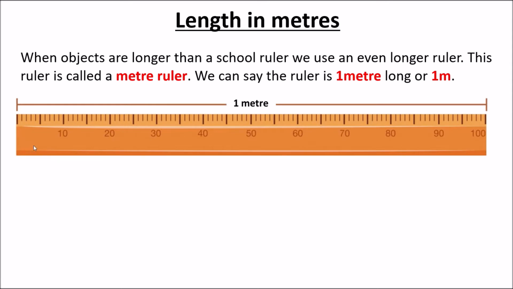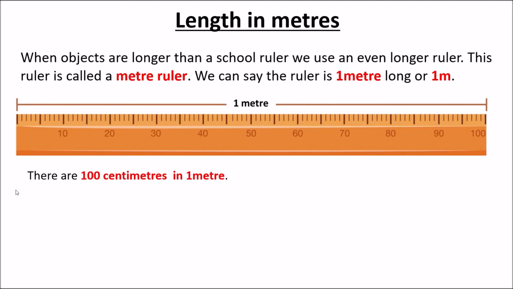Now, if you look closely, you will notice these numbers. These are actually centimeters. So this is 10 centimeters, 20 centimeters. So how long is our meter ruler? That's right, it is 100 centimeters. So we can say there are 100 centimeters in 1 meter.